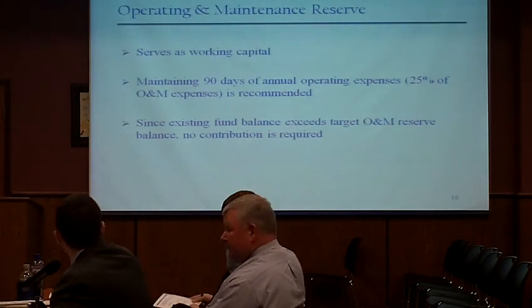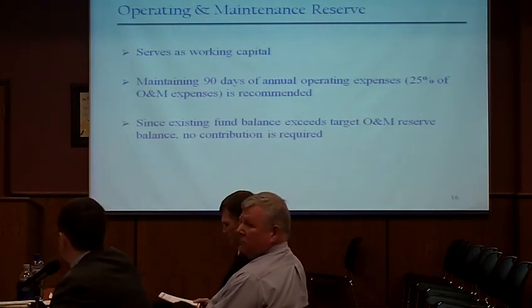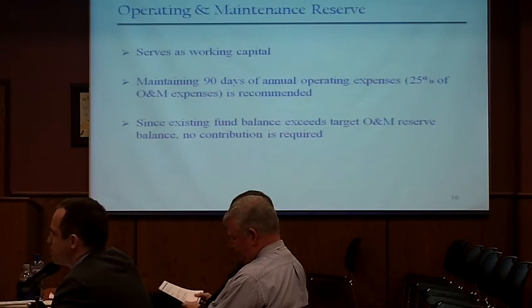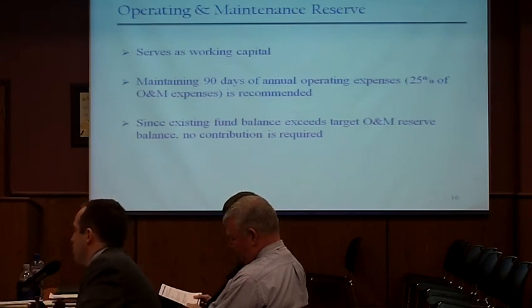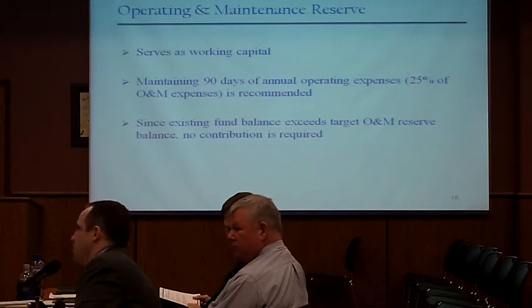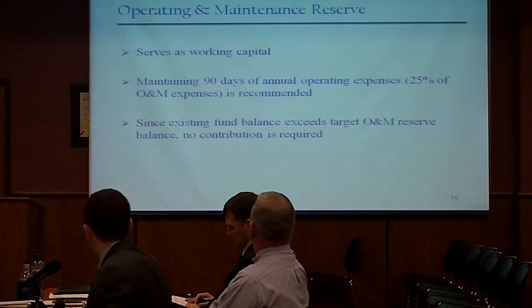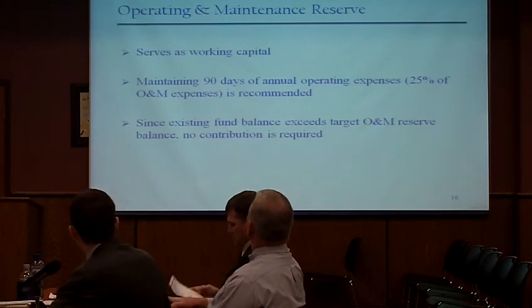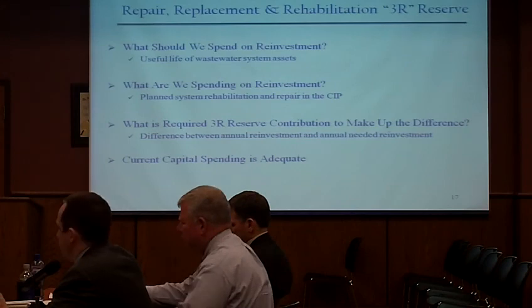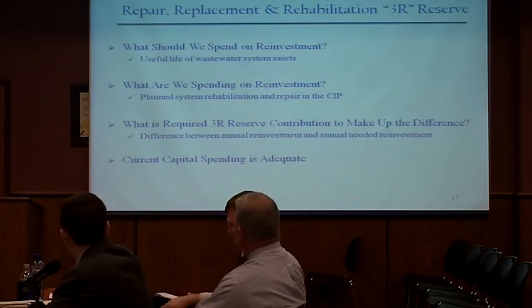Next slide. As I mentioned, there's typically 2 reserves to recommend. The first is just an operating maintenance reserve. This serves as a working capital or rainy day fund. So we recommend 90 days of operating, about 25% of the operating expenses. If you already have that amount in your cash balance, then there's no contribution needed, and that is the case here. So we're not actually recommending any contribution here. There's no additional expenses.